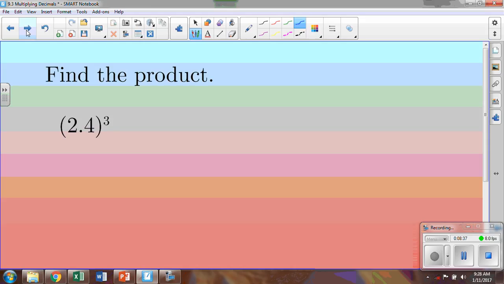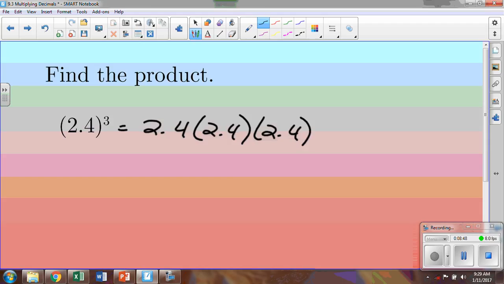What about an exponent? Well, just remember the exponent tells us how many of them there are. 1, 2, 3. And so we have this chain, 2.4 times 2.4 times 2.4.